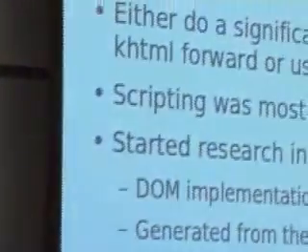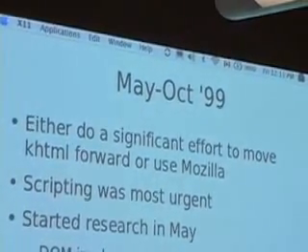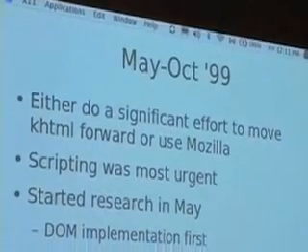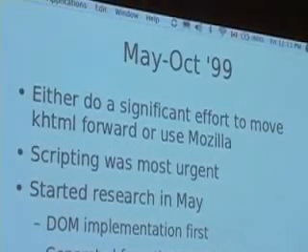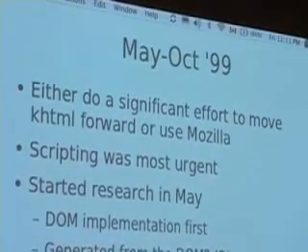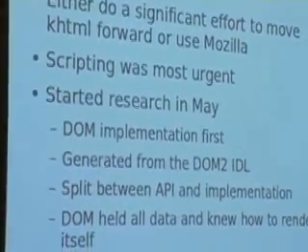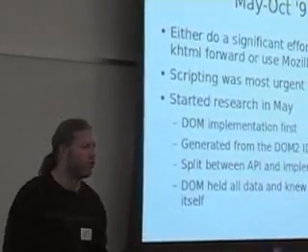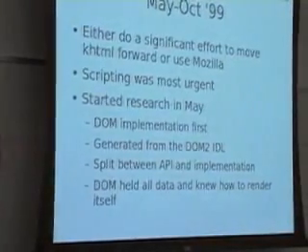So the real work, when what you nowadays know as KHTML or WebKit actually started, was in May 99. And there I came to realize that we had two choices. Either we do a significant effort to move KHTML forward and make it comply with web standards, have a DOM implementation, have CSS support in there, or we will have to use Mozilla at some point if we want to have something that works for people.